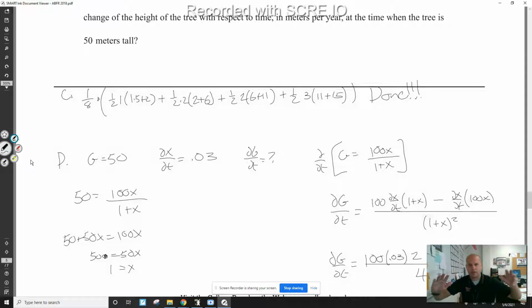This is a no calculator question. This is a calculus test, not an arithmetic test. Okay? Let's see how we did.